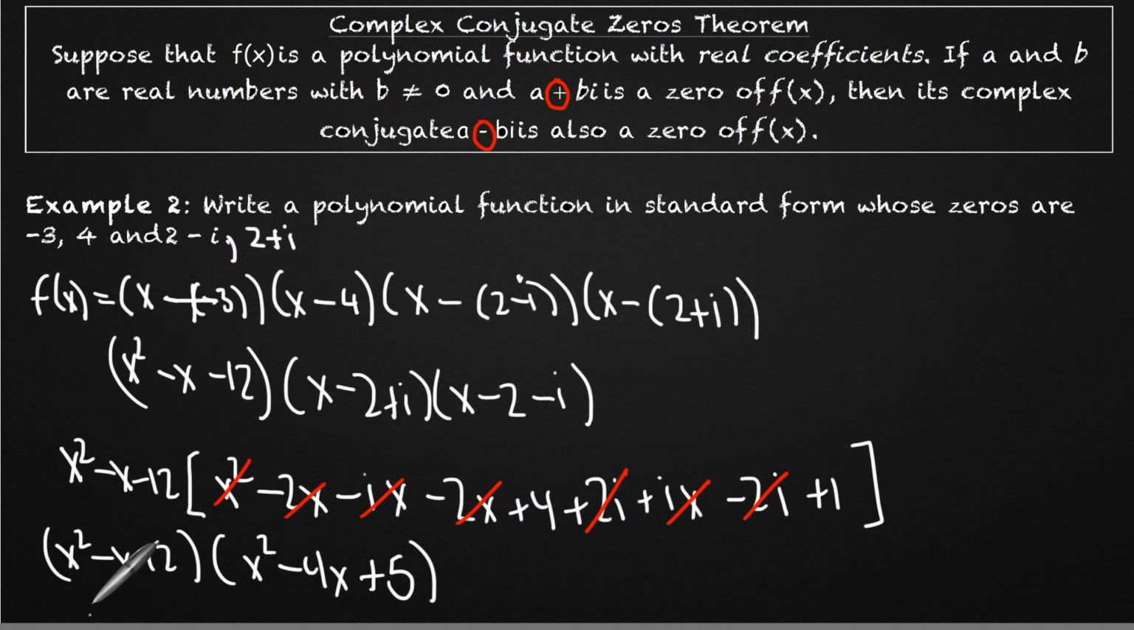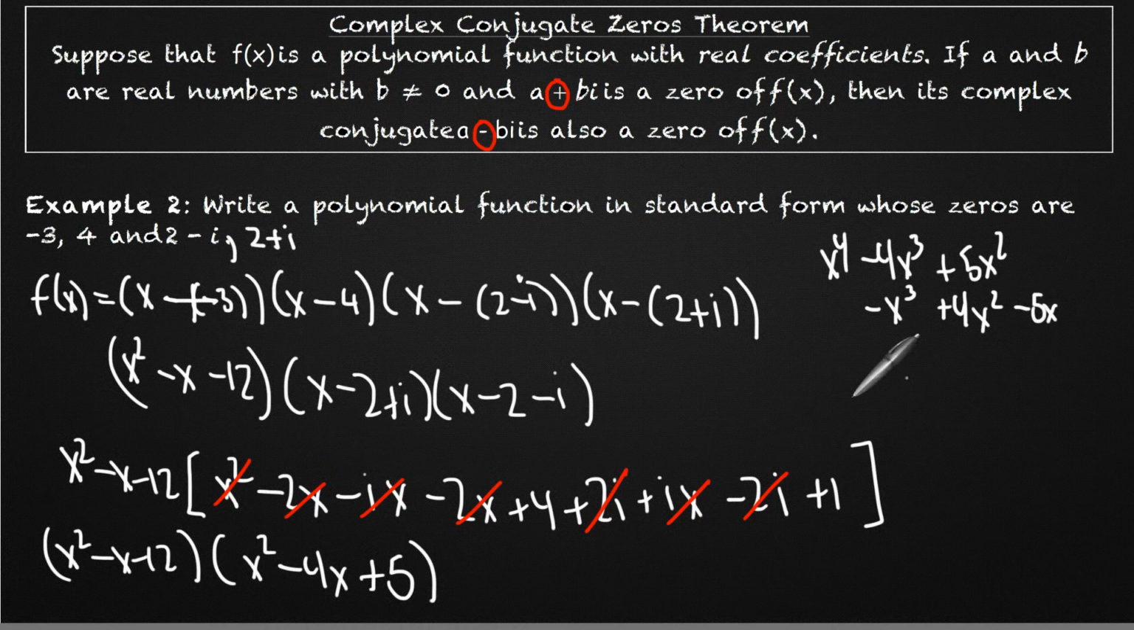Whew, we're not done. Now we've got to multiply this together. So x squared times x squared is x to the 4th. x squared times negative 4x is negative 4x cubed. x squared times 5 is 5x squared. And then negative x times x squared is negative x cubed. And negative x times negative 4x is a positive 4x squared. And then a negative x times 5 is a negative 5x. And then we have a negative 12 times x squared, which is a negative 12x squared.